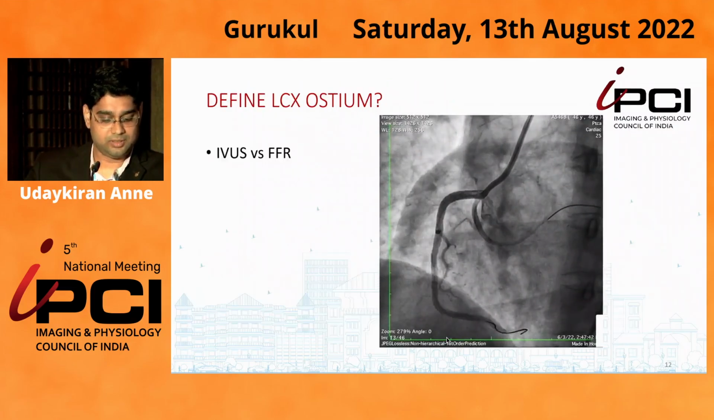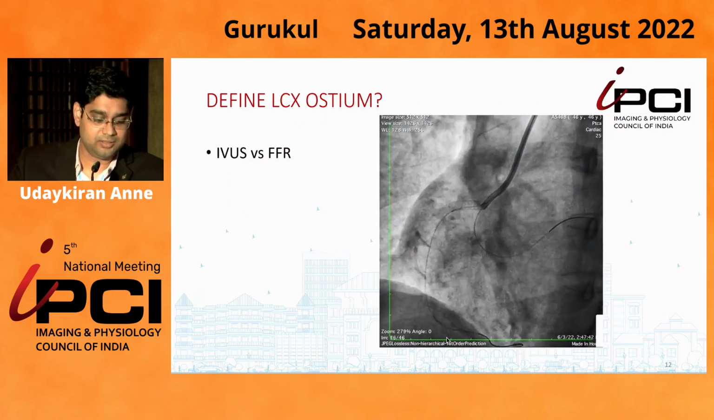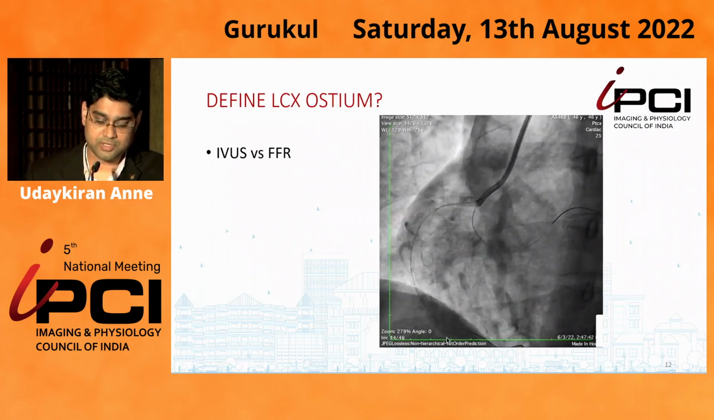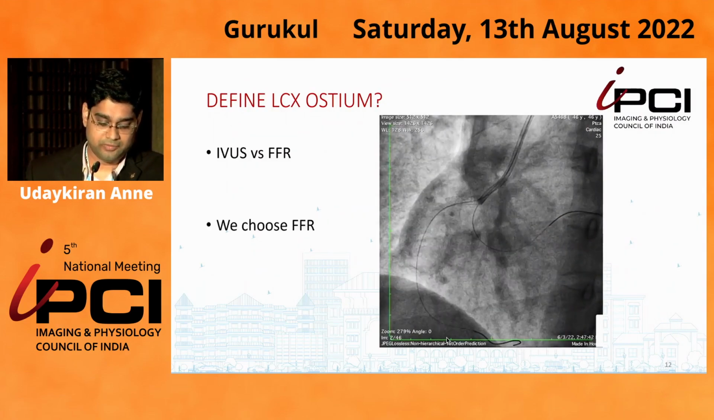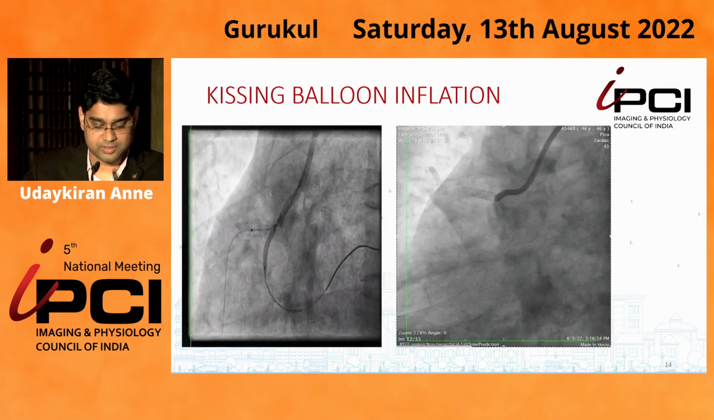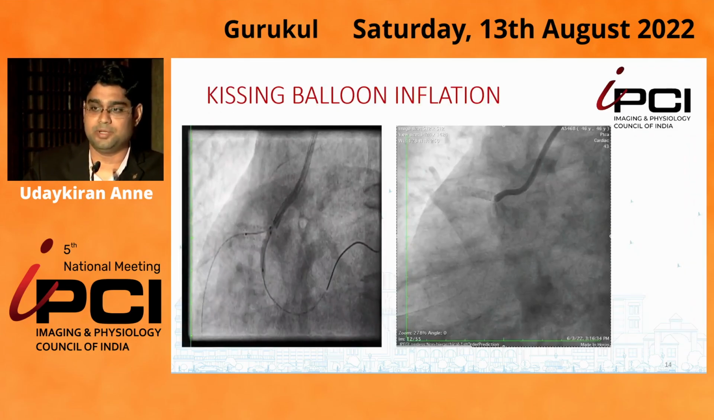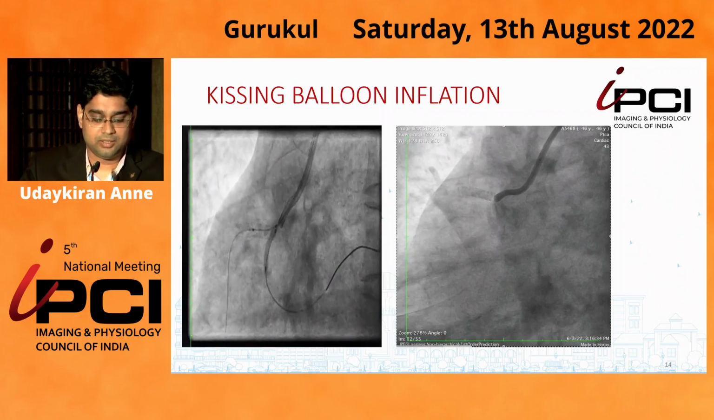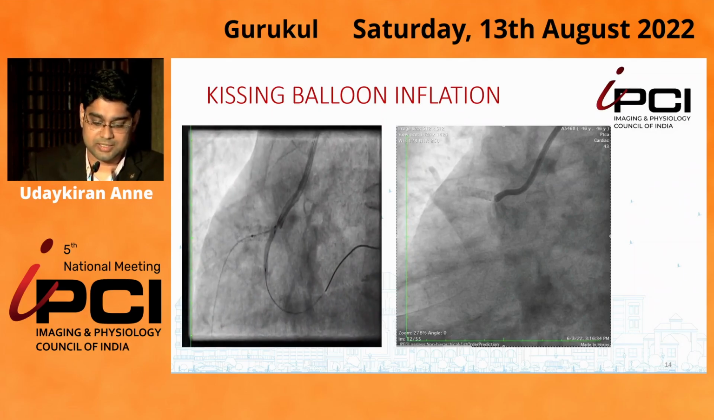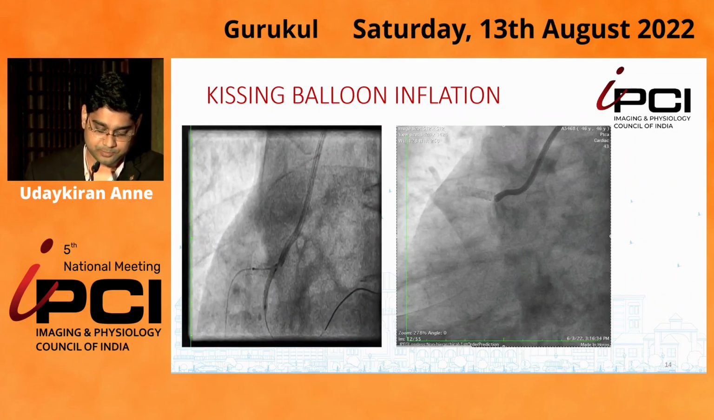So then we had to define the LCX ostium again. Again, we had an option of intracoronary imaging versus FFR. Here we thought physiological assessment is better. So we did an FFR to the LCX. Baseline was 0.83 and post-adenosine it was 0.64. So we thought we could get away with a kissing balloon inflation. We took a 3.5 balloon in the RCA and a 2.5 balloon in the LCX and did a kissing balloon inflation.